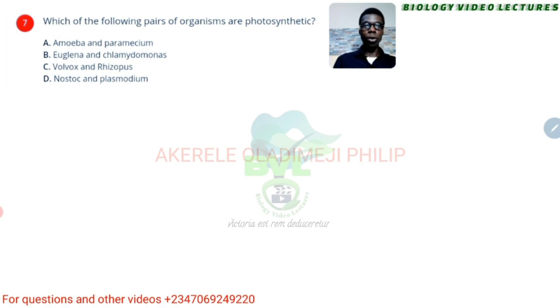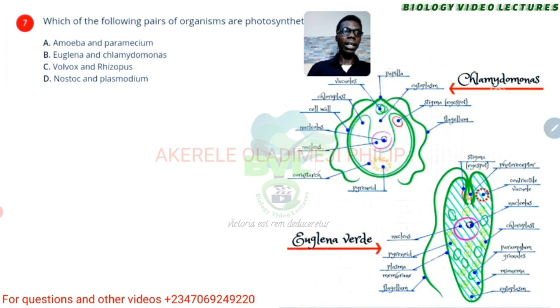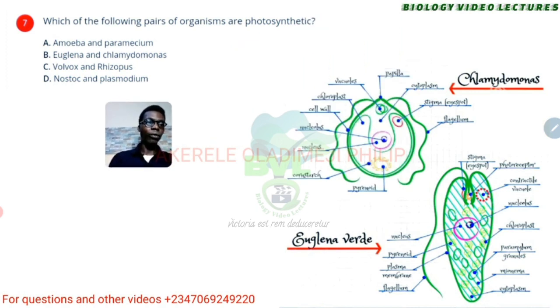Paramecium and amoeba, no. Euglena and Chlamydomonas, yes. Both of them have that. So let's look at what they look like here. This is what Chlamydomonas looks like. This is what Euglena looks like.